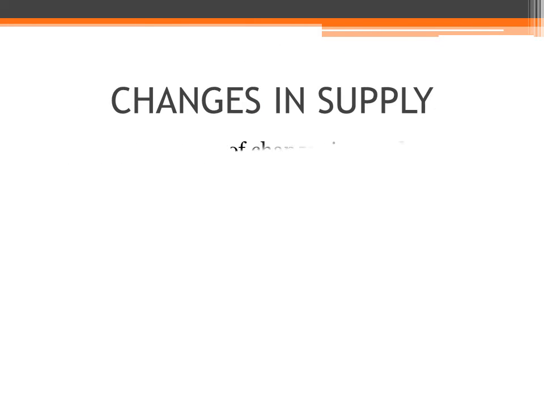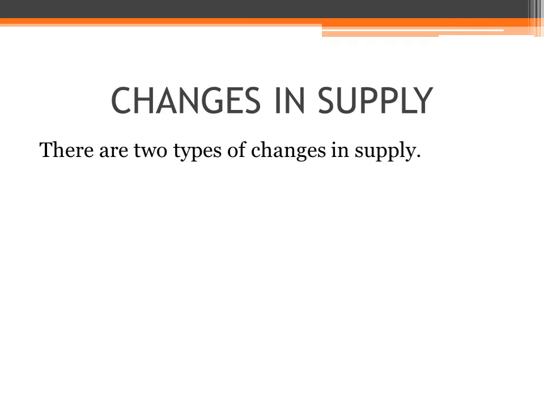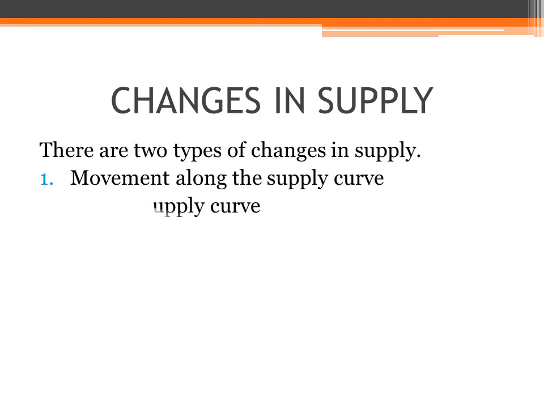Here in this video, we're going to discuss changes in supply. So what are changes in supply? There are mainly two types of changes in supply: movement along the supply curve and shift of supply curve.